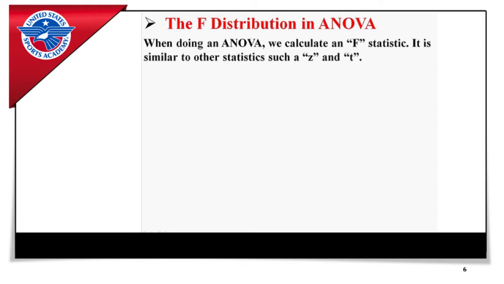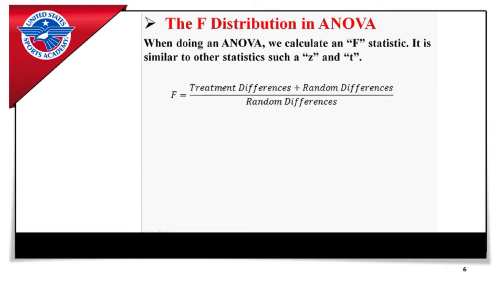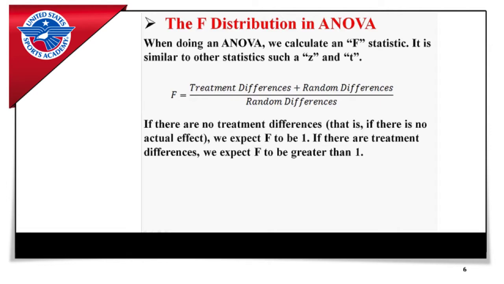When doing an ANOVA, we calculate an F statistic. It is similar to the other statistics I've talked about so far, like the Z and the T. F is at its most basic form like this. It is treatment differences plus random differences divided by random differences. If there are no treatment differences, that is, if there's no actual effect, if there's really no real difference between the groups, we would expect F to be 1. If there are treatment differences, we expect F to be greater than 1.